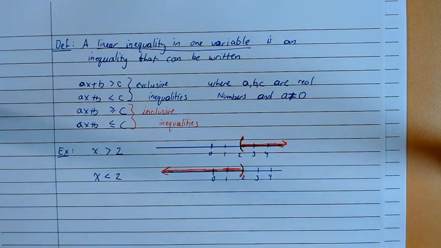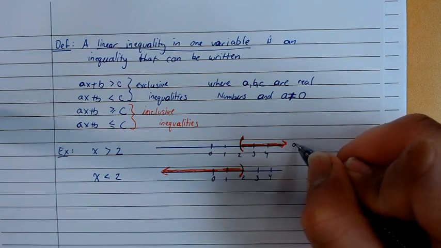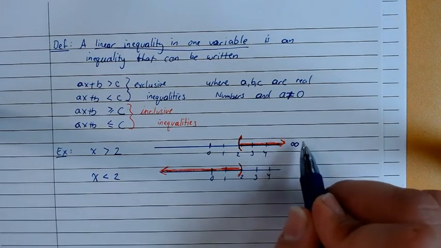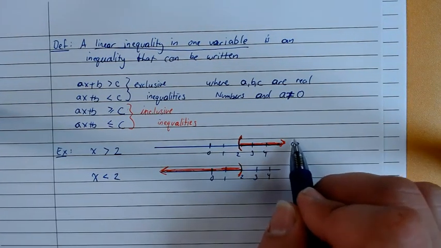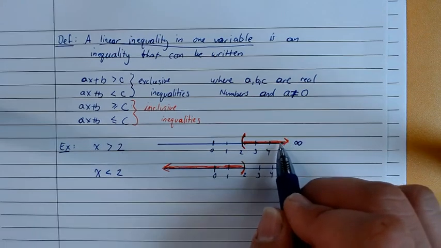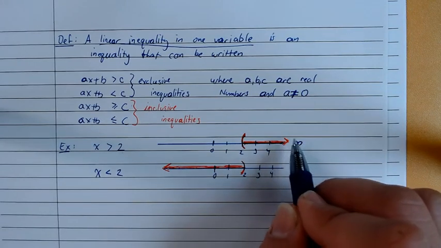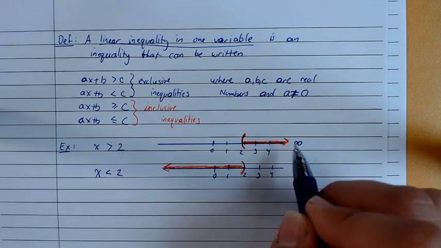When something goes on forever and ever and ever, we use this symbol here. This stands for infinity. Note, infinity is not a number. It's just a symbol that's used to signify that you're going to go forever. Really, it's signifying that there is no number. Rather, you just keep going without ever stopping.